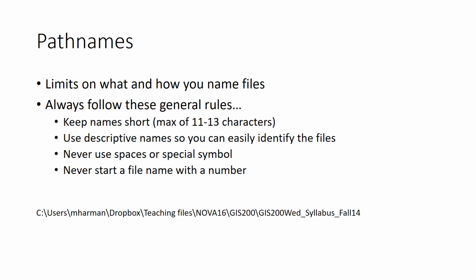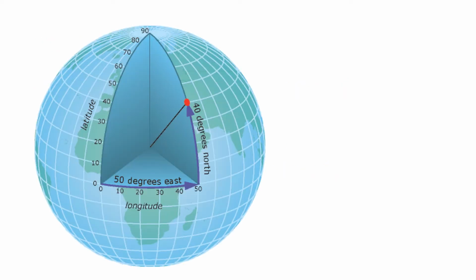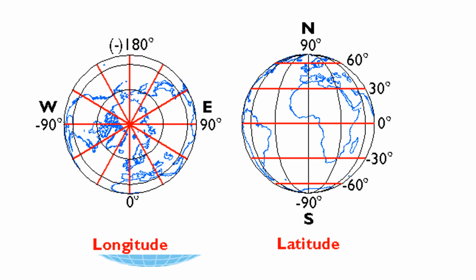Path names are important, and so are file names in general, so it's always a good idea to know all those clever little things that you do and do not want to do when naming GIS files. You need to know what the different types of coordinates are. Here's a nice example of what latitude and longitude look like in terms of a GCS, a geographic coordinate system. Just another illustration of it in case it didn't make sense.